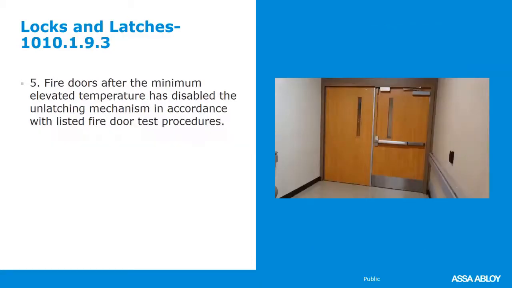Fire doors, when you have a less bottom rod exit device or an exit device after the minimum elevated temperature has disabled the unlatching mechanism in accordance with the listed fire door test procedures. So after a certain amount of time after this door heats up, this door does not have to unlatch because it's disabled.